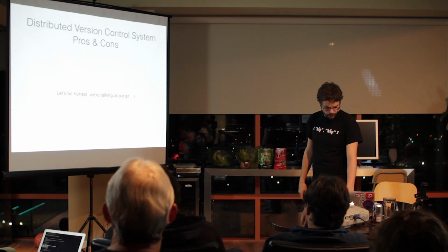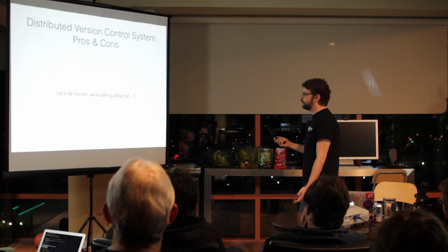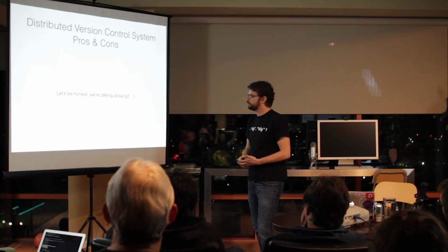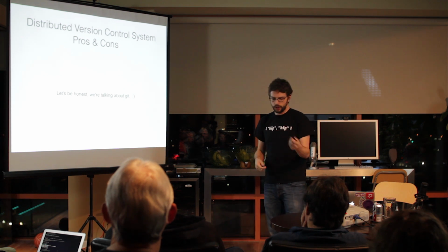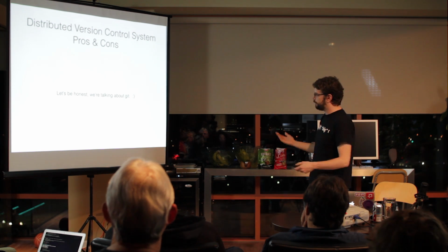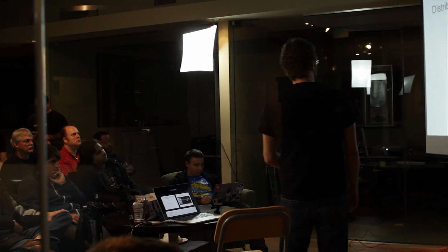So some of the pros and cons for distributed version control. It's offline access, so you don't have to have access to a server, but it doesn't preclude online access. So you can still save it to a remote and have that sort of communication. It has a focus on efficient branching.